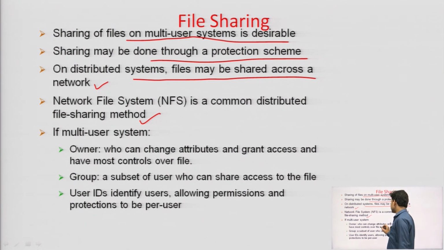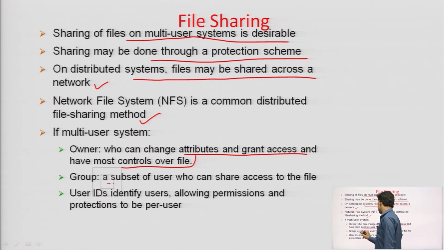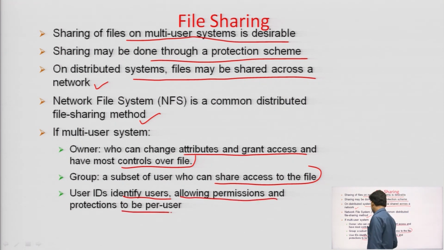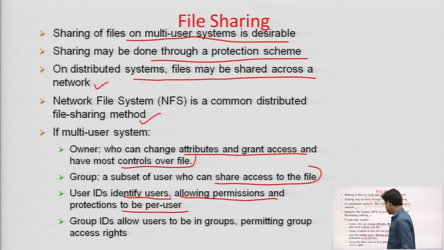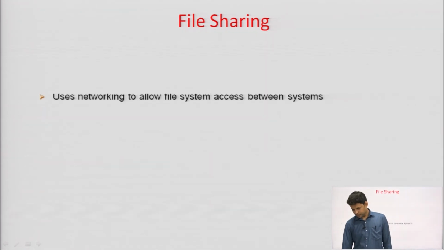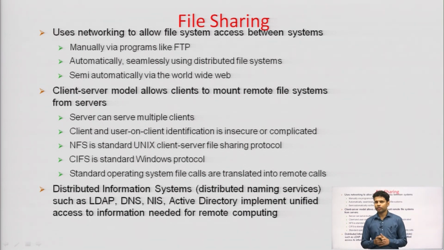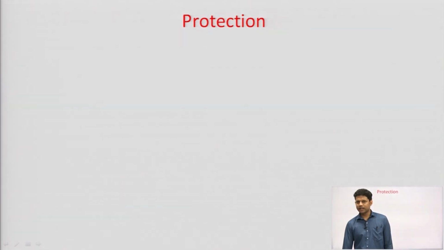In a multi-user system, there are owners who can change attributes, grant access, and have the most common controls over the file. Another is groups, a subset of users who can share access to the file. User IDs identify users, allowing permissions and protections to be per user, and group IDs allow users to be in groups, permitting group access rights. Some of the protocols used are FTP, LDAP, DNS, and NIS.